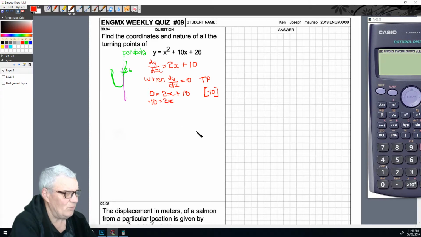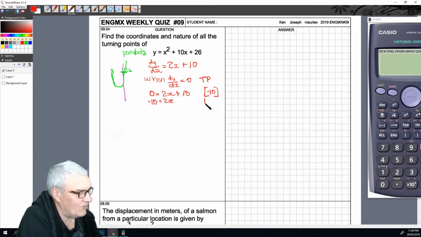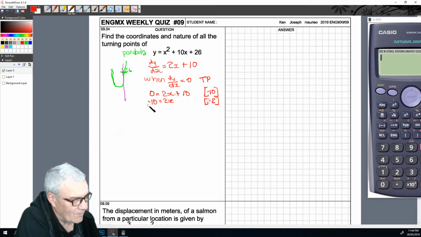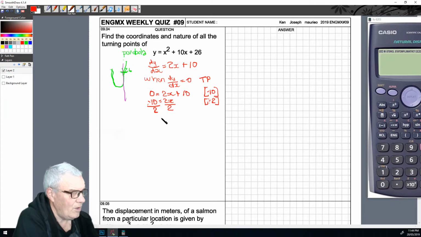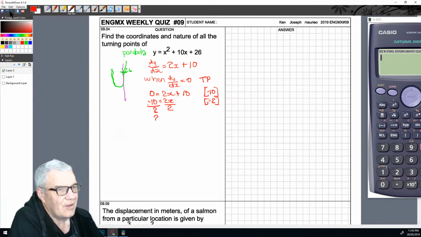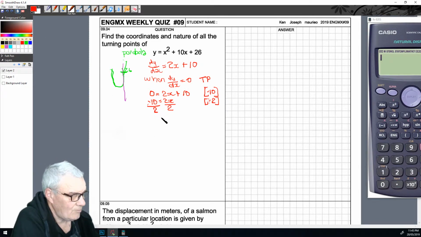I don't want to work out what 2x is. I want to know what 1x is. So I'll divide by 2. I'm just going to flip them around side for side. So I've got x equals -5.